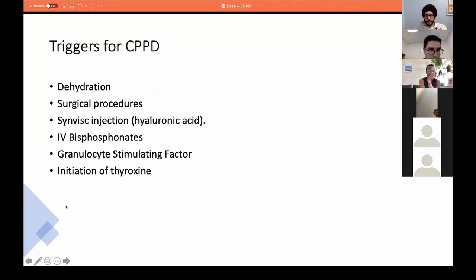So triggers: dehydration, surgical procedures, Synvisc injection. When we do hyaluronic acid injections, it has phosphate in it. Therefore, it can lead to precipitation. If you give Synvisc and the next day the patient comes with a swollen knee, just think that it could be an attack of CPPD. So they need to get another aspiration. First, we rule out infection, right? That's always the first thing.